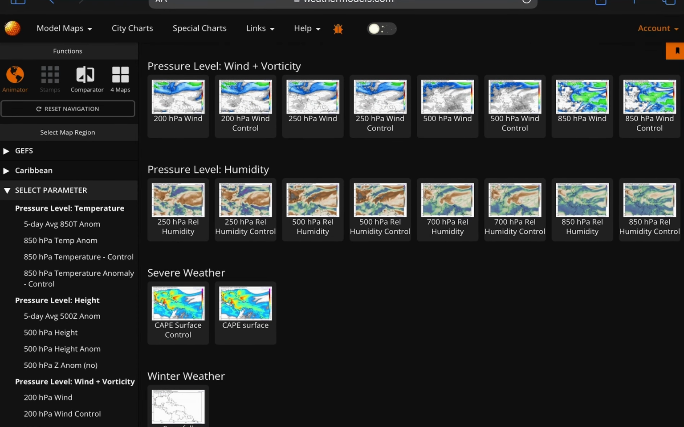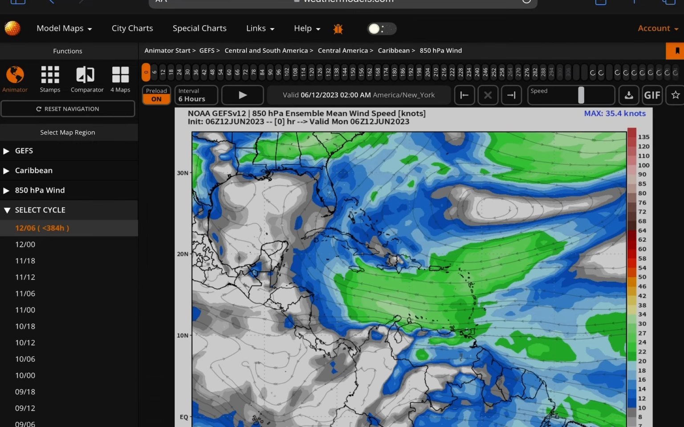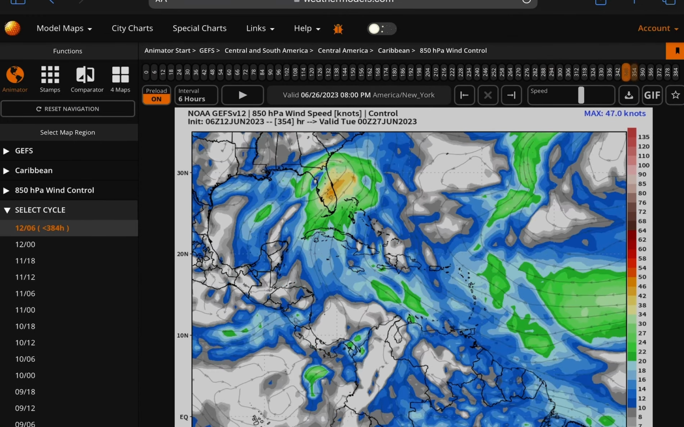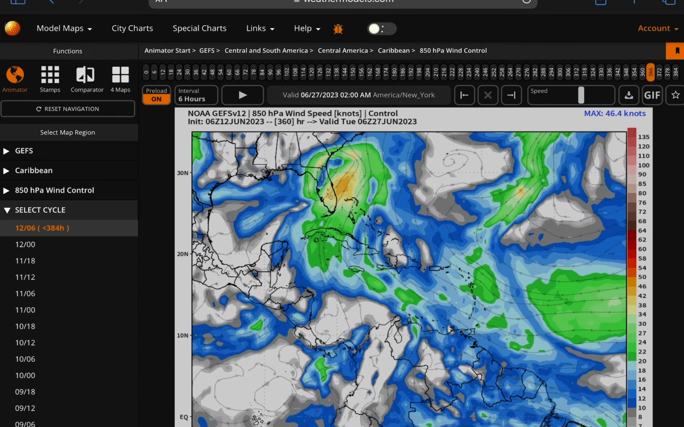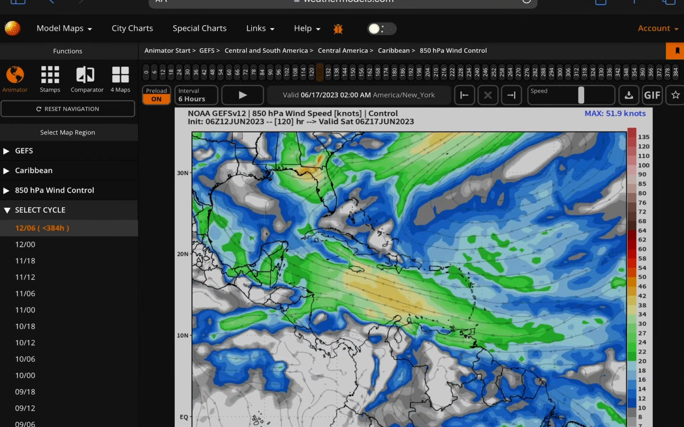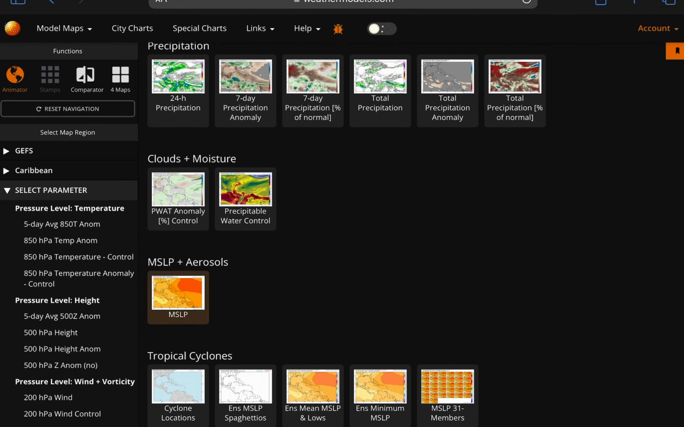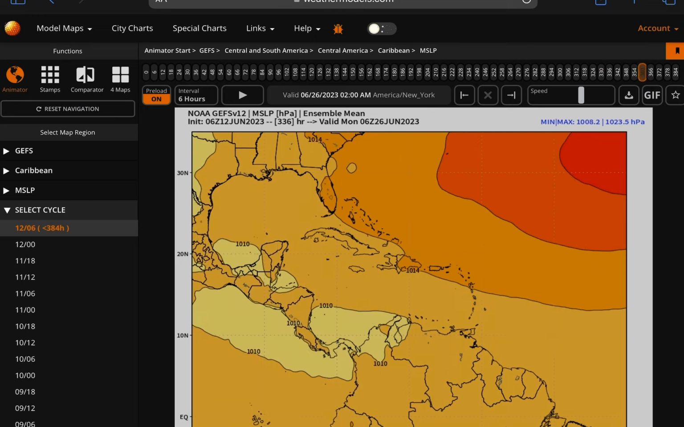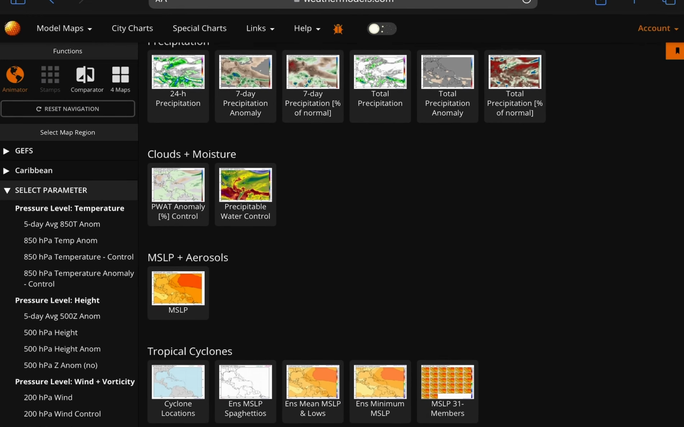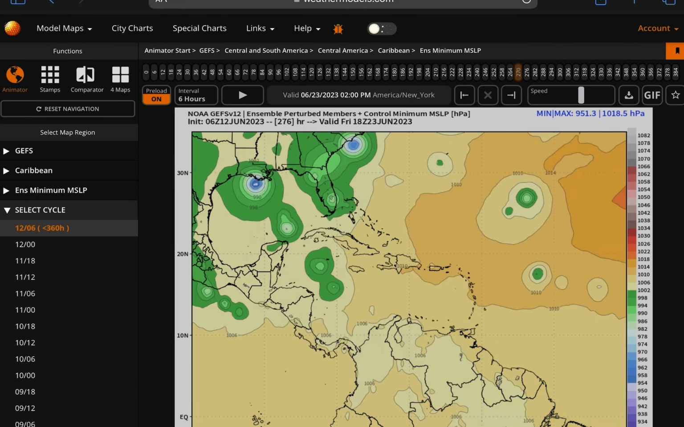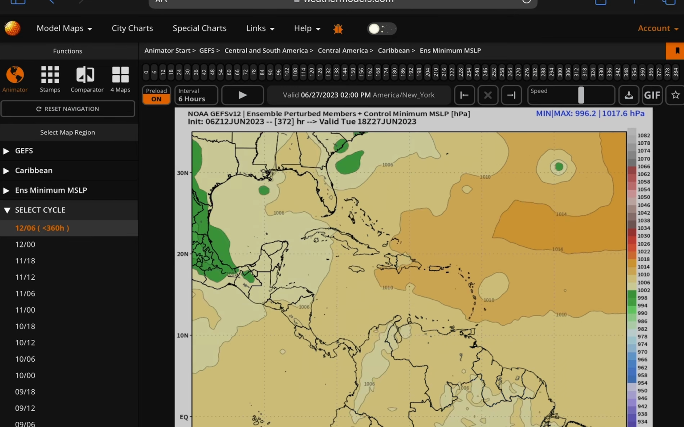If we go into the 850 hPa wind, we shouldn't see anything too organized, as you see, but then we have to go into the wind control, because that is where you can really see kind of an outline. Due to the large model spread, it still does show a disorganized tropical storm up the East Coast, but it's not really showing any tropical system, though that tropical system is still present. If we go to the MSLP, we're not going to see anything, of course, due to the large model spread. If we go to the minimum MSLP, look at all of these tropical systems.